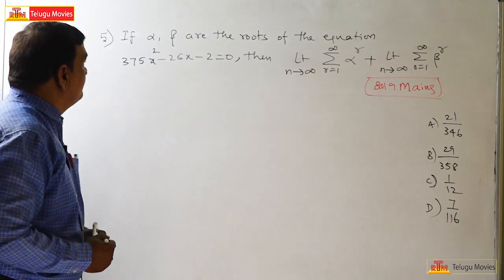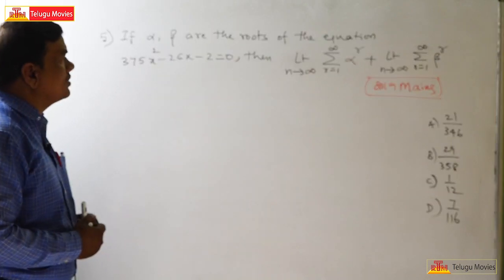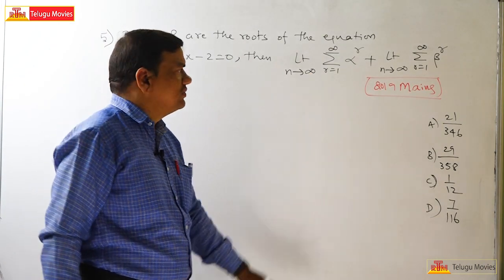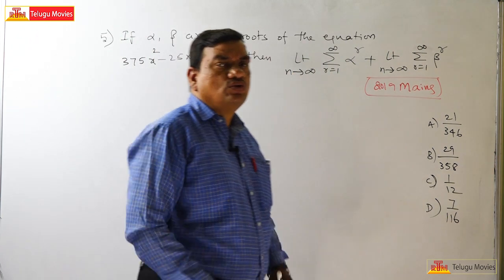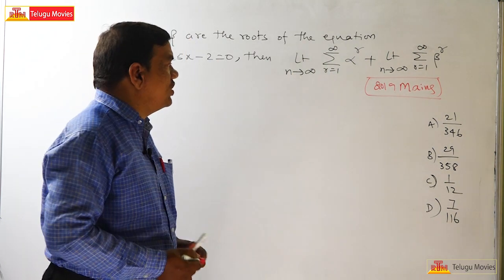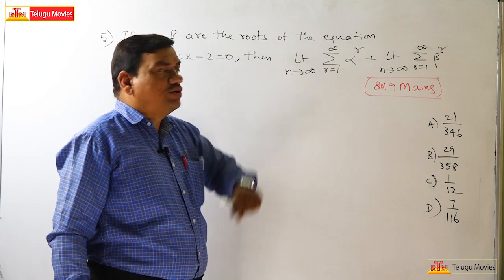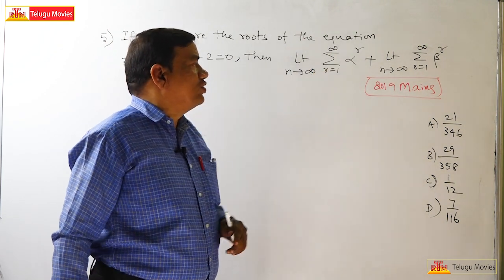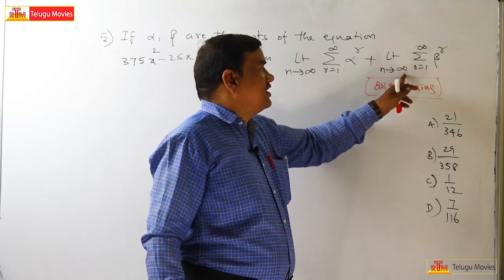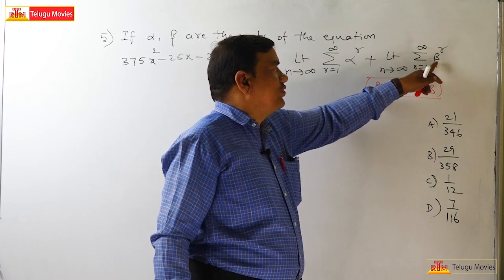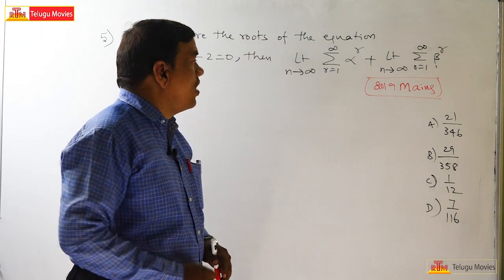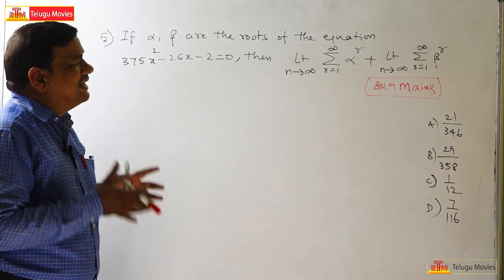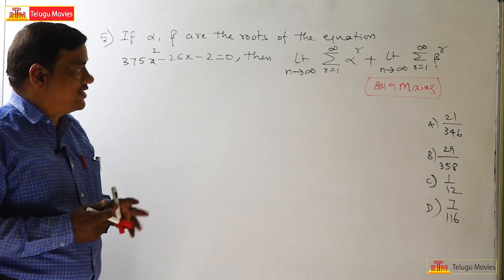Welcome to this problem. If alpha, beta are the roots of the equation, then what is the value of that? By seeing this value, don't get tense or afraid. The limit as n tends to infinity, sigma r runs from 1 to infinity alpha to the power of r, plus the limit as n tends to infinity, sigma r runs from 1 to infinity beta to the power of r. So first let us simplify what that expression is.